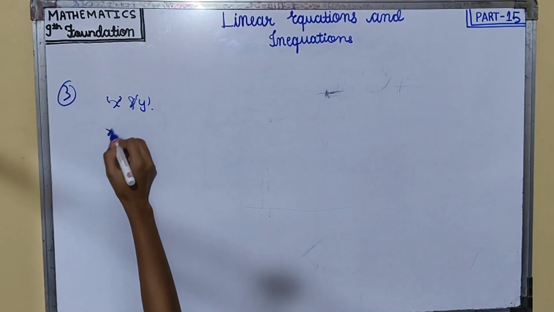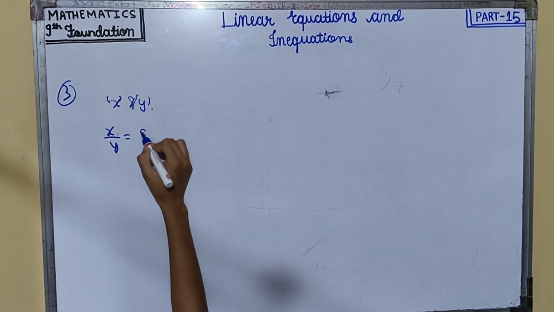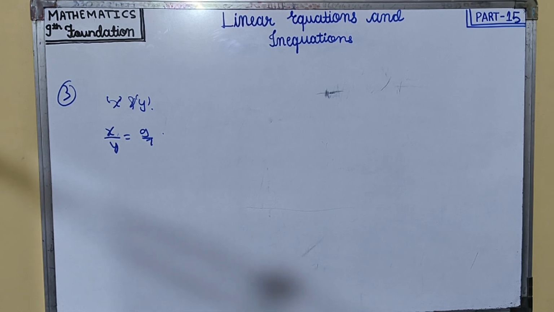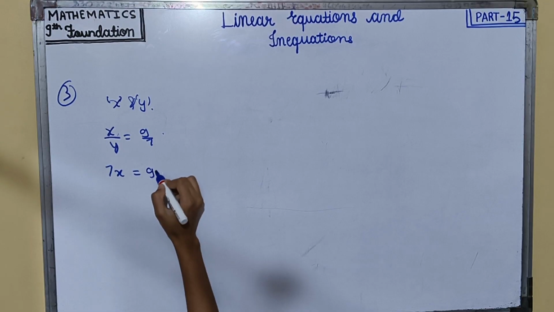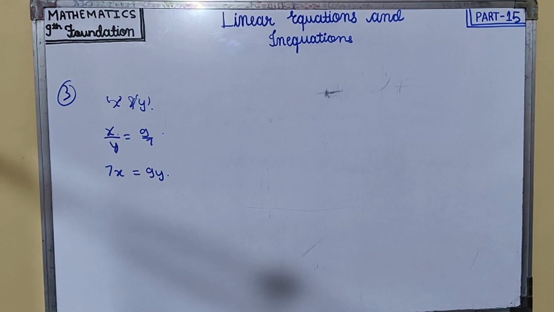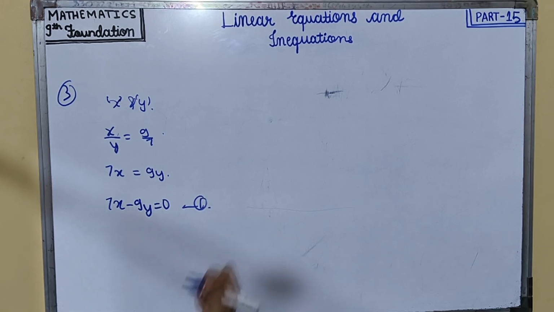Now given is that X is to Y is equal to 9 is to 7, that is X by Y equals 9 by 7. From here, by cross multiplying, 7x is equal to 9y, and 7x minus 9y is equal to 0. This would be the first equation. And each of them saves rupees 200 per month. We know that the expenditure is equal to income minus saving.